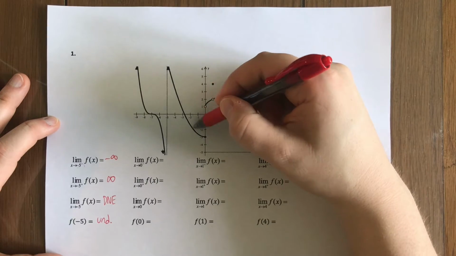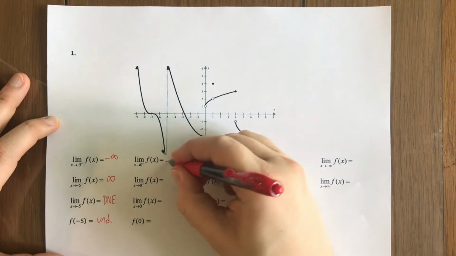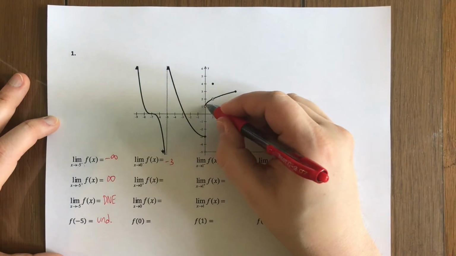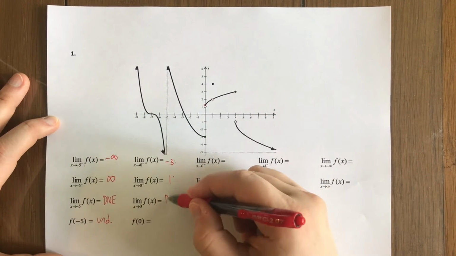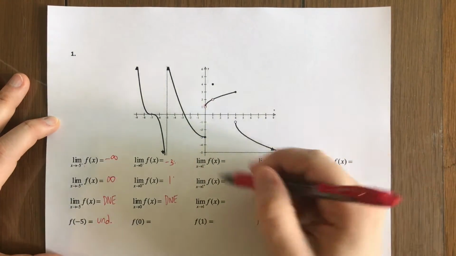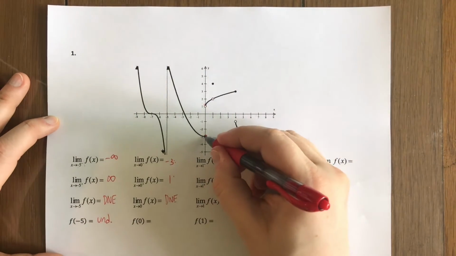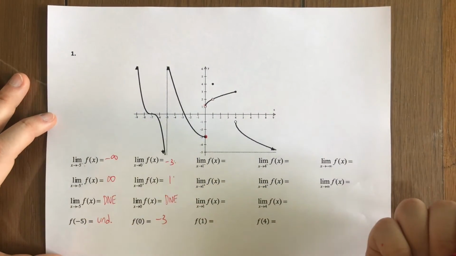At 0, we drop down. On the left-hand side, it's approaching -3. On the right-hand side, it looks like it's supposed to reach a height of 1. These are not the same number, so the actual limit does not exist. At f of 0, it actually is -3.